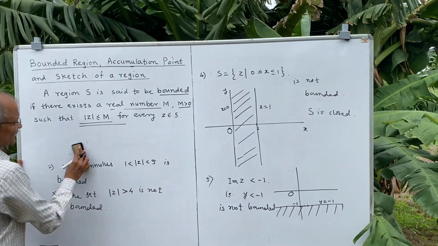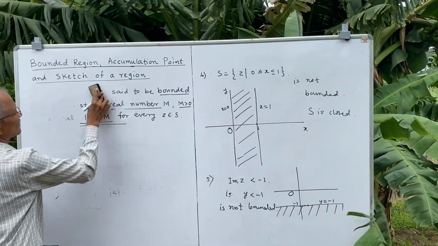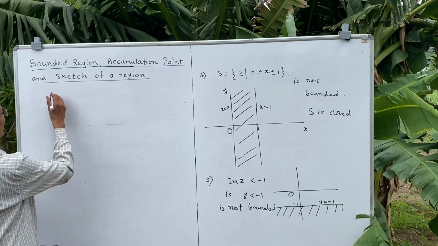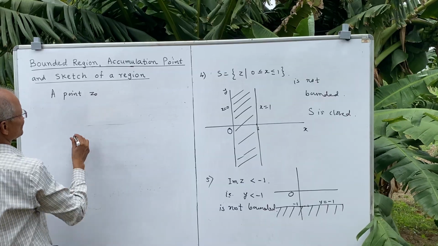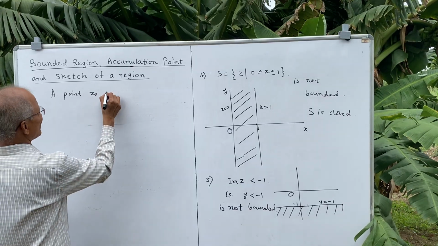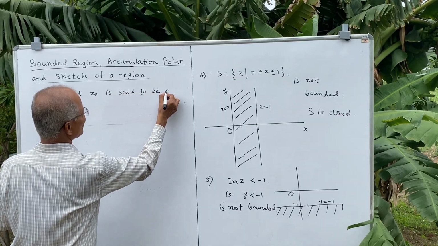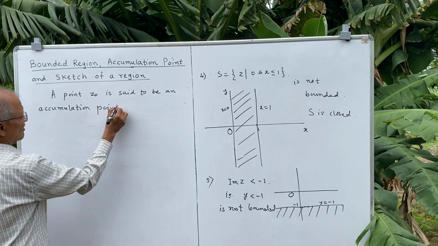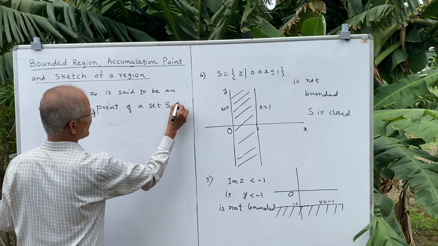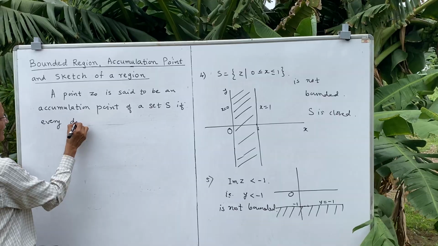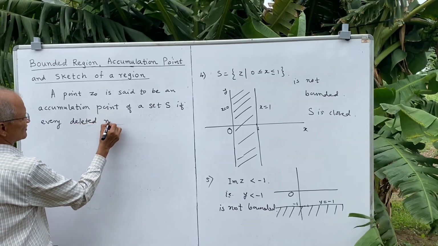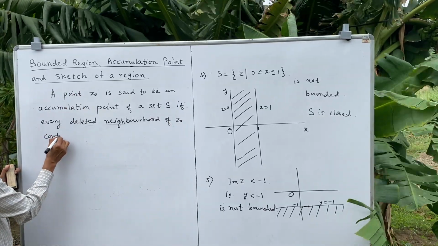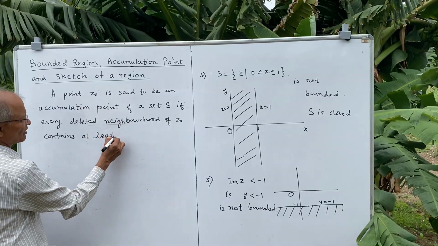Now we shall define what is an accumulation point. Accumulation point of a set, and the definition is: a point z naught is said to be an accumulation point of a set S if every deleted neighborhood of z naught contains at least one point of S.